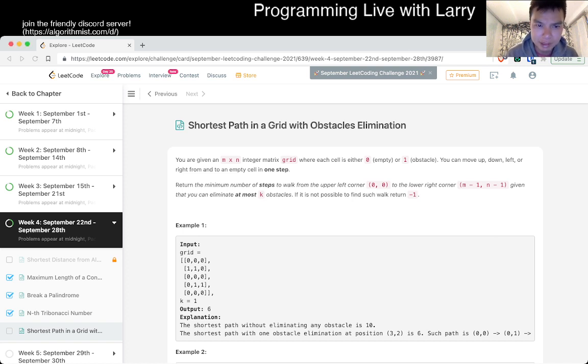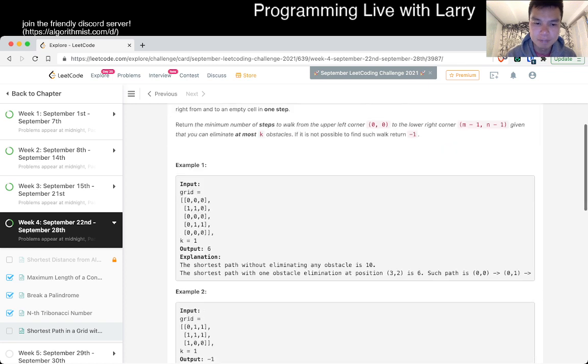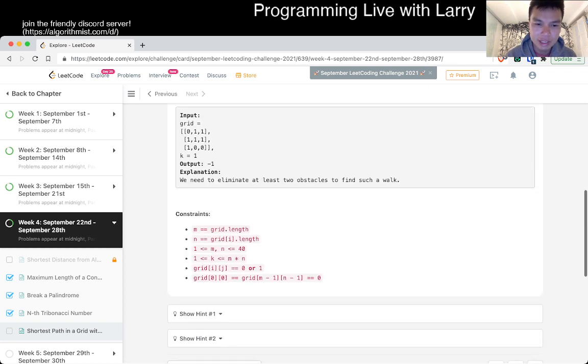Okay, today's problem is shortest path in a grid with obstacles elimination. So you're given a grid, you can move up, down, left, right. Find the minimum steps from the upper left corner to the lower right corner, given that you can eliminate at most k obstacles. Okay, let's look at the constraints. So the grid is 40 by 40 at most. What's k? K is at most 1600, I suppose. So okay, my first inclination.